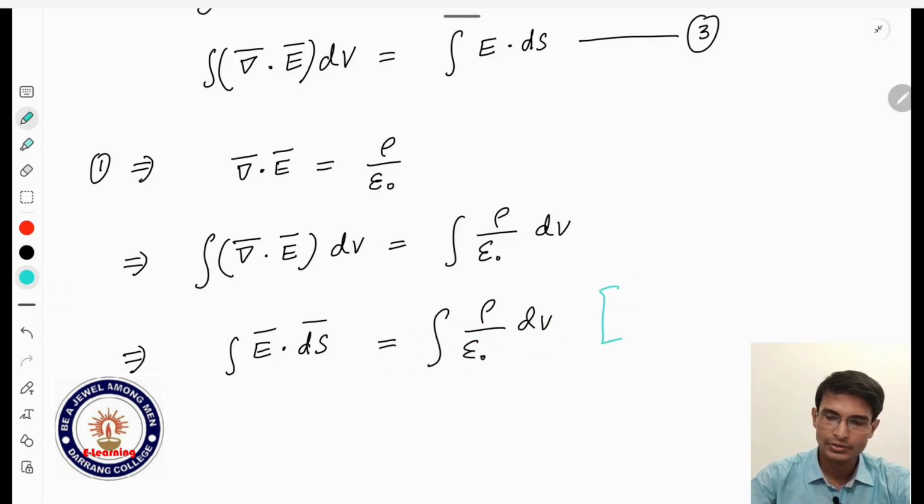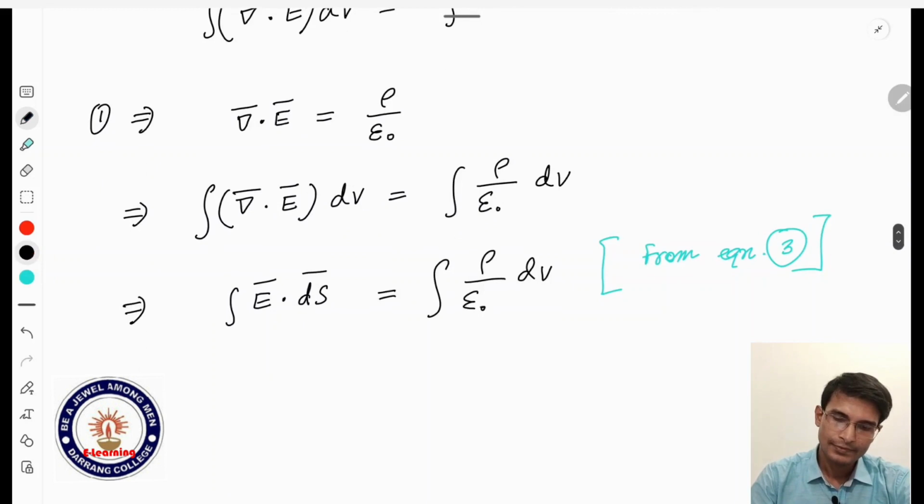Within brackets, you can write from equation 3. So now the right hand side of this equation is the integration of rho dV.